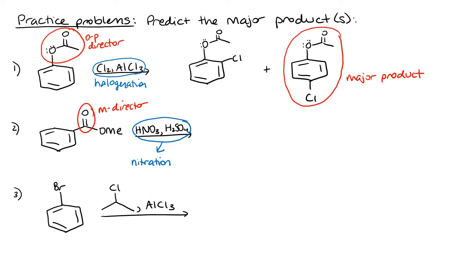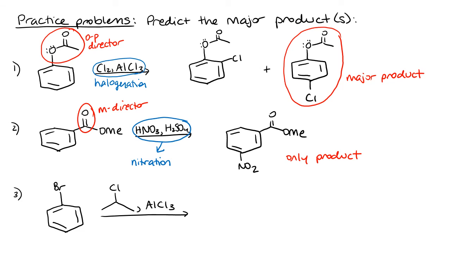So we will be installing a nitro group at the meta position, and since there's only one possibility for the meta position, we will only get one major product. If we were to put the nitro group here at this meta position or here, it's the exact same product. So this will be our only product.